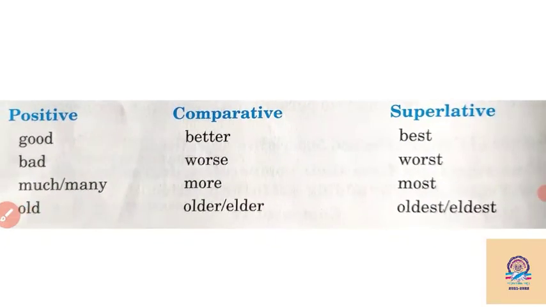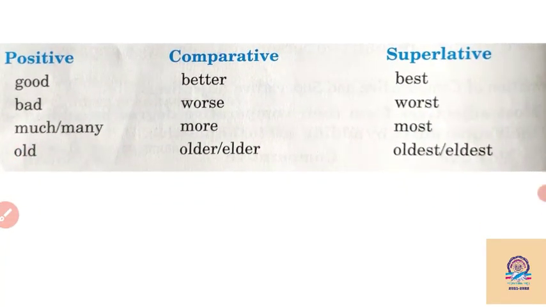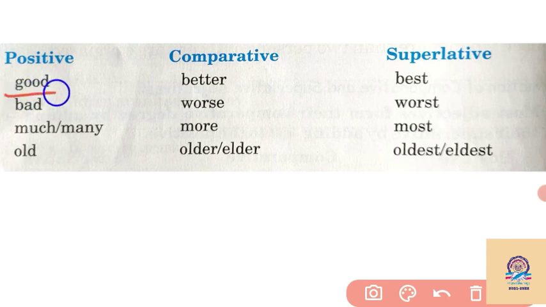Then here are some irregular comparisons, like for the positive, good is given, so good changes to better, and best for the superlative here. Then bad is given, so bad changes to worse, and worst for the superlative here. Then much or many is given, much changes into more, then most here, same as here many changes into more in the comparative, and most in the superlative. So we can say much, more, most; many, more, most.